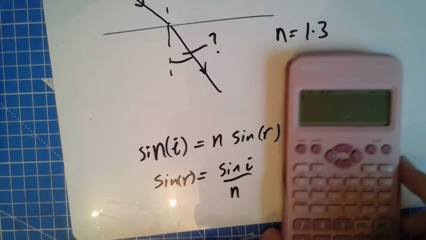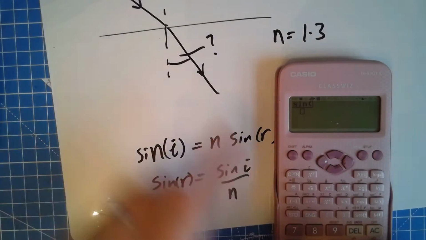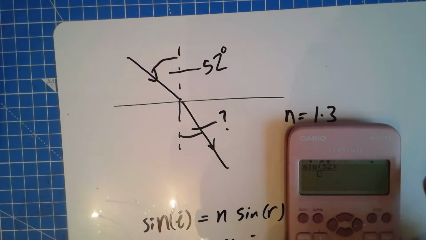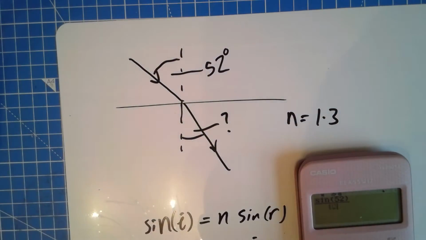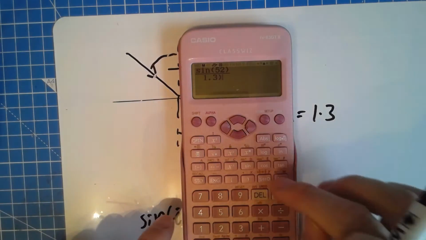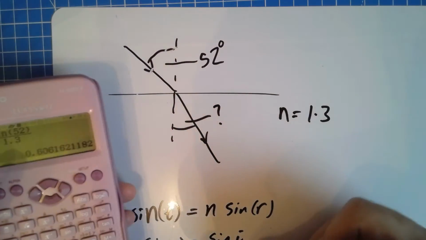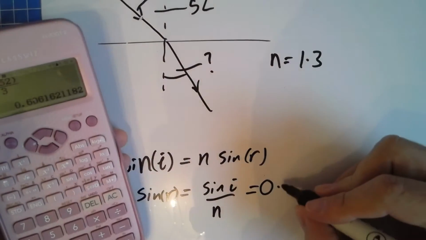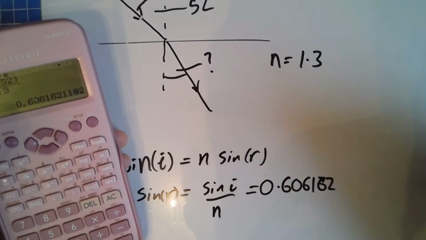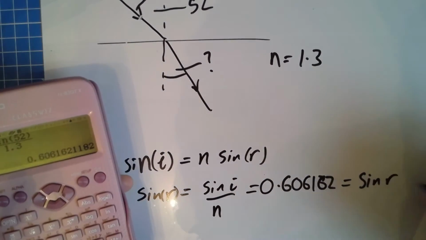Now I put that into my calculator. I get sine of 52 divided by my N of 1.3. So I'm just putting 1.3 there, and that gives me 0.606162. We'll leave it there now. So that's equal to sine R.